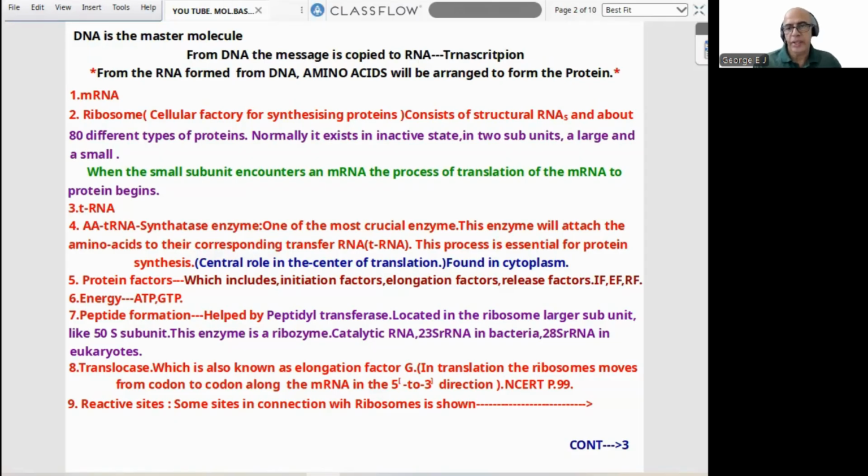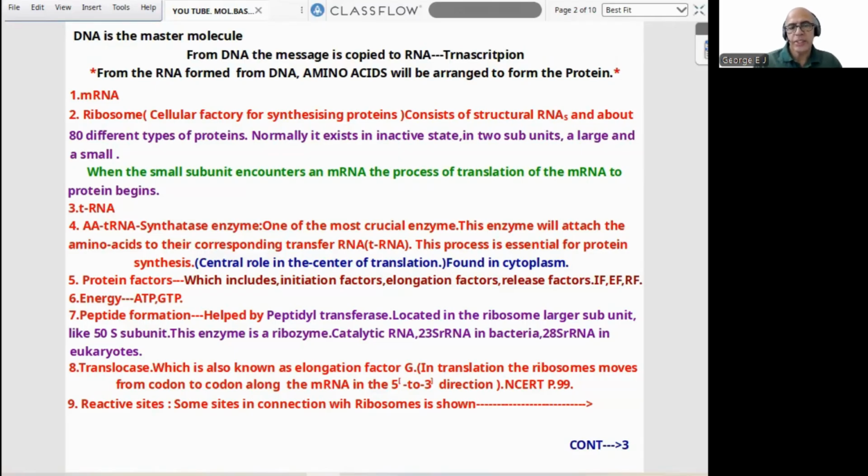Now, the 8th item is translocation, shifting, which is also known as elongation factor G. In translation, the ribosome moves from codon to codon along the mRNA in the 5' to 3' direction. That statement is given in NCERT page number 99. It's an important question. Then the reactive sites.